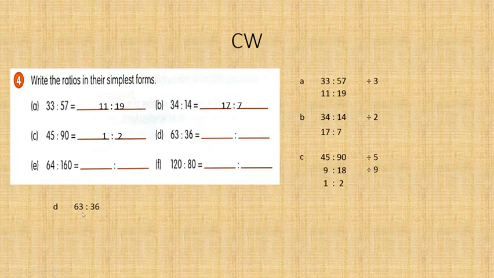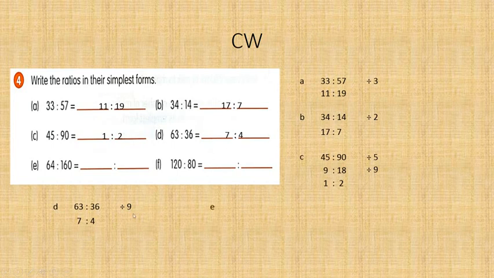So I can see here that both of them are in table 9, so I can just divide by 9. 63 divided by 9 is going to be 7, and 36 divided by 9 is going to be 4. So the answer is going to be 7 to 4.